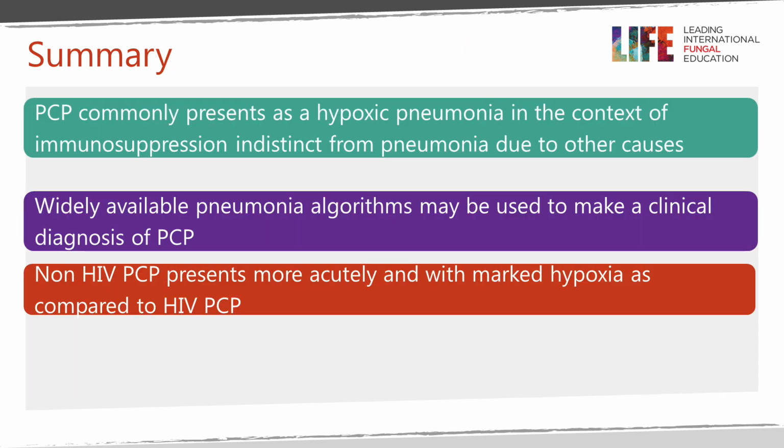So if you were to summarize the clinical presentation of pneumocystis pneumonia, what we have to remember is that it commonly presents as a hypoxic pneumonia that's indistinct from pneumonia due to other causes, but in the context of immunosuppression. Widely available pneumonia algorithms can be used to make a clinical diagnosis of PCP, and in most cases non-HIV pneumocystis pneumonia will present more acutely and with marked hypoxia as compared to HIV-related pneumocystis pneumonia.